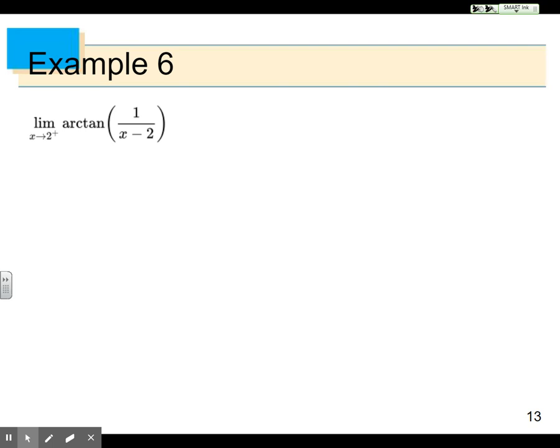Not really a rational function. I can't go off and just start dividing everything by x. Arctan cannot be divided by x. That doesn't make sense. Okay? So I'm going to try to turn this into something that looks a little bit better.